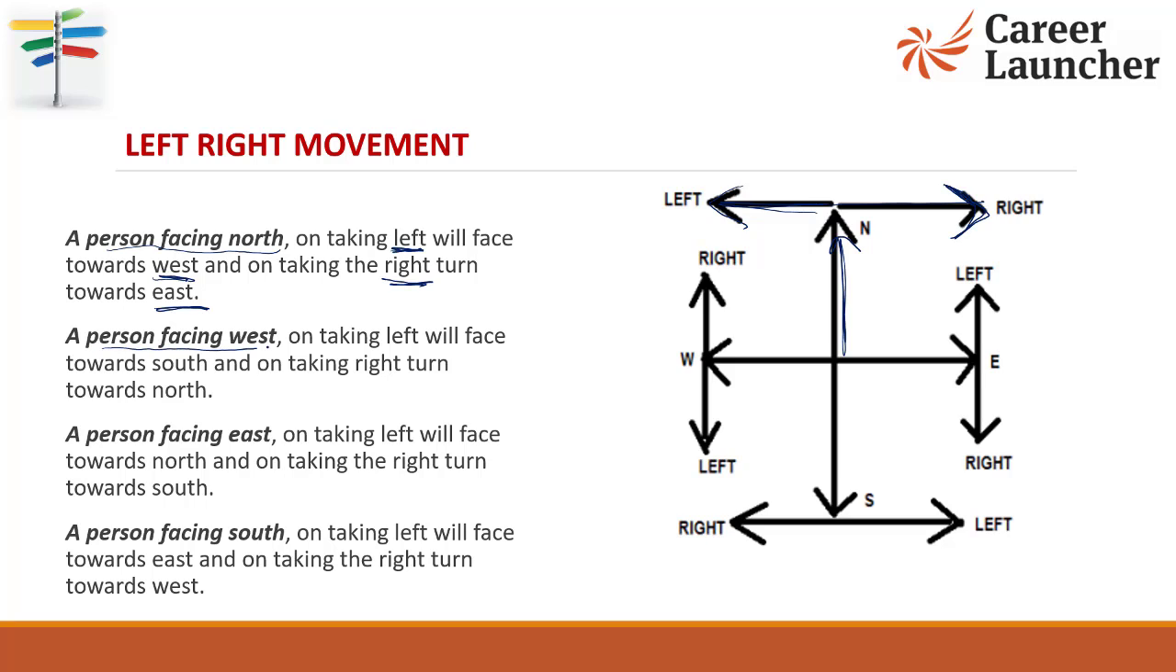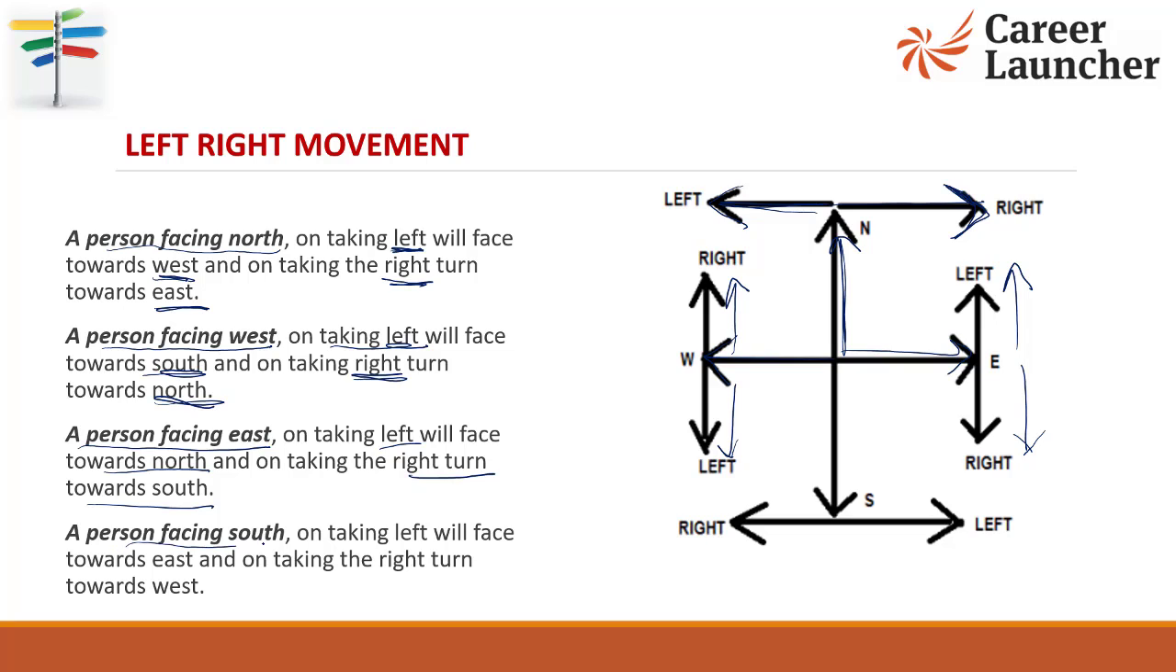Similarly, a person facing west on taking left will face towards south. A person taking right will face towards north. So somebody who's walking west, a left turn will take him down, and the right turn will take him up towards north. A person facing east, a left turn will take him towards north, and a right turn will take him towards south. So if someone is moving towards east, a left turn will take the person up towards north. A right turn will take the person down towards south.